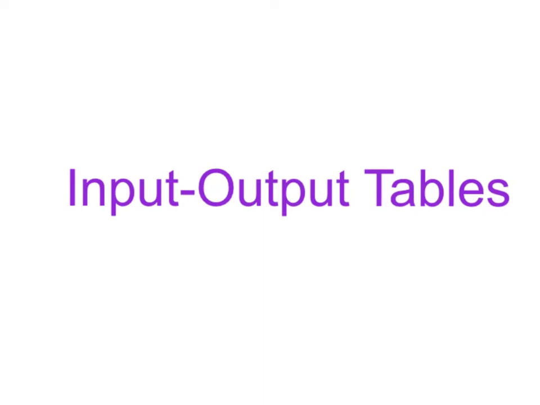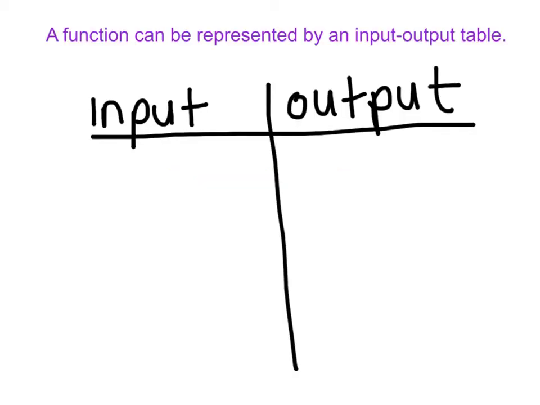Today we're going to talk a little bit more about input-output tables and how to write functions. So a function can be represented by an input-output table. And the input-output table we've seen many times in the past, but let's just review what input and output means. Input is going to be your x, and your output is your y.